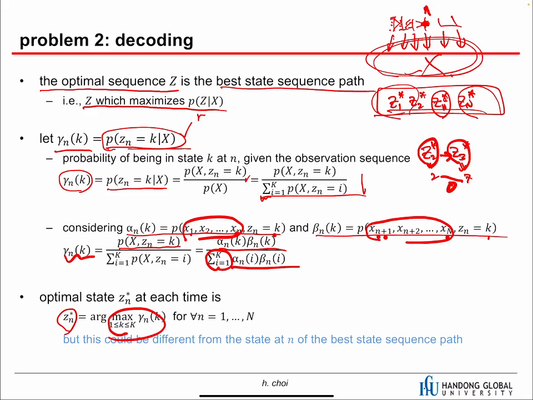Even though z2 star is 2, which means at time 2, the best state is 2. At time 3, best state is 7, but there is no transition between 2 and 7, which means this cannot be the path, okay? So it's kind of a greedy algorithm. For every current time step, we find the best state. But when we concatenate all of them, it may not be the best path.